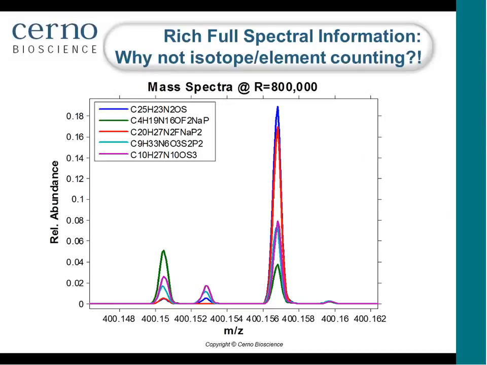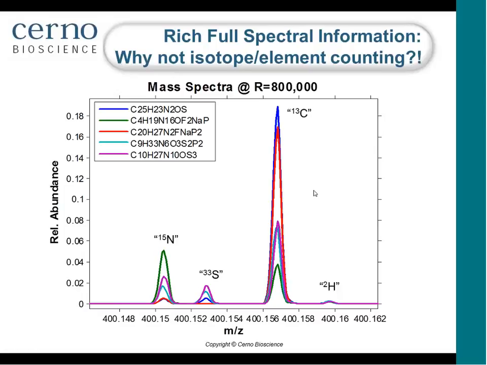At such high resolving power, even the fine isotopes are baseline resolved, which lends itself to a nice spectral interpretation. You could actually put your finger on the individual fine isotopes and figure out which one is which. For example, the first peak here is nitrogen 15, and the second one is sulfur 33, and the next one is carbon 13, and so on and so forth.